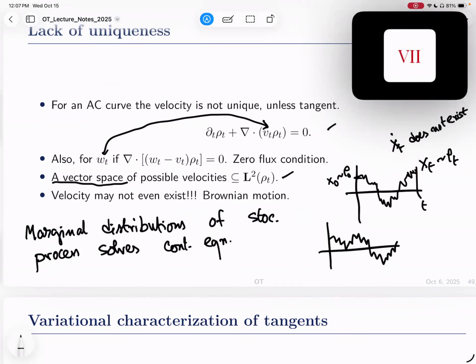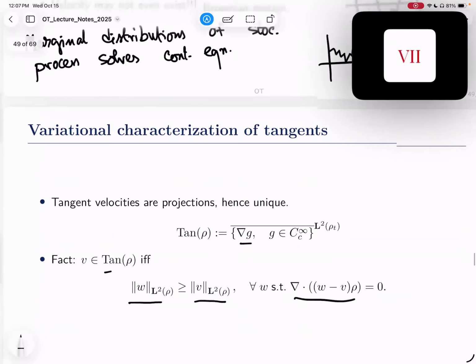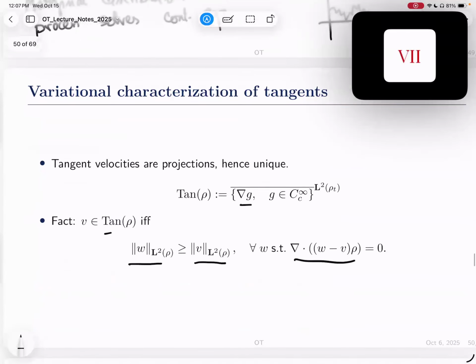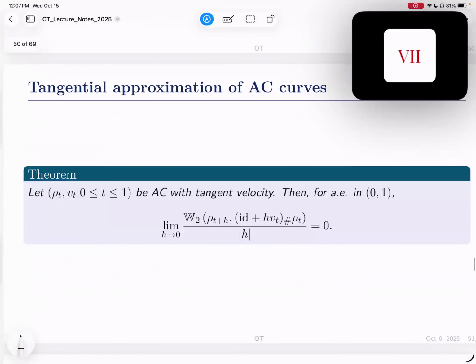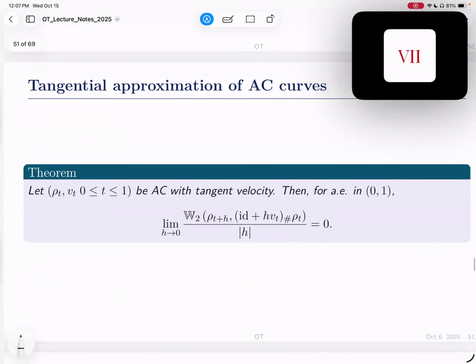You might wonder, why do we care about other velocities? Because sometimes they're useful. I had mentioned linearized optimal transport before. We'll see, for example, linearized optimal transport. If you do, you get other velocities, and sometimes they're useful. A tangent velocity may not always be very useful.